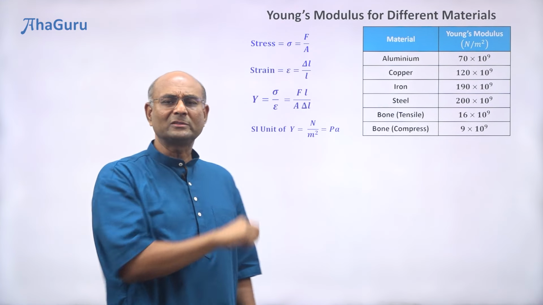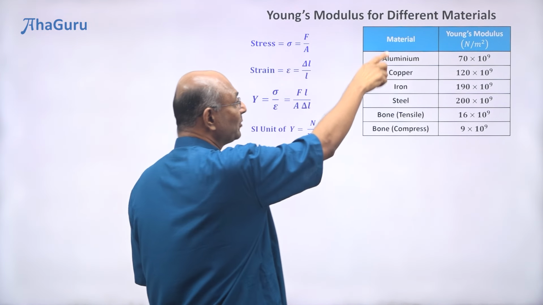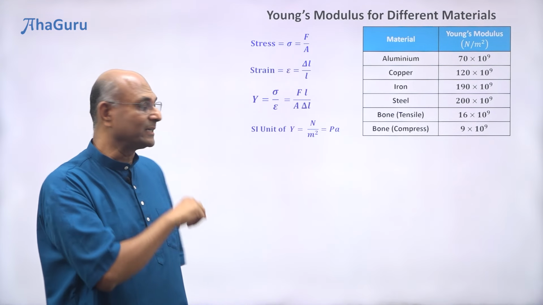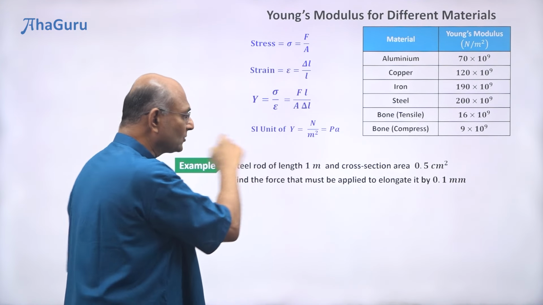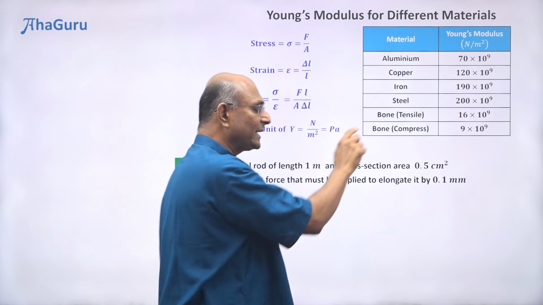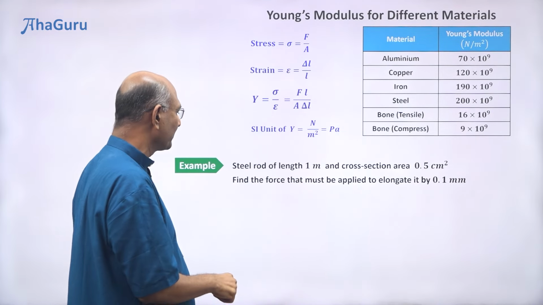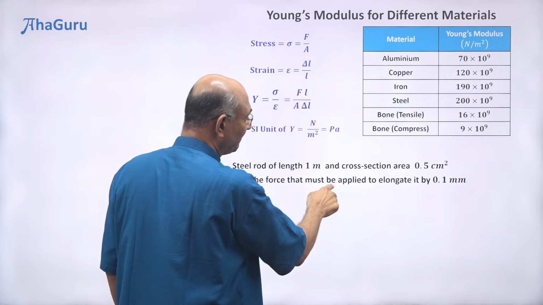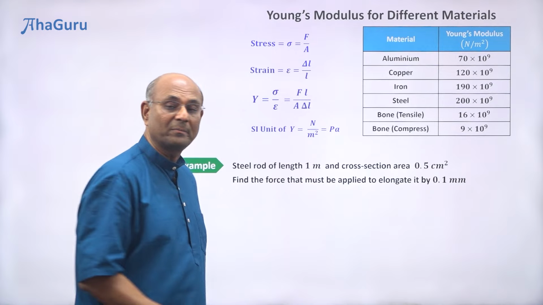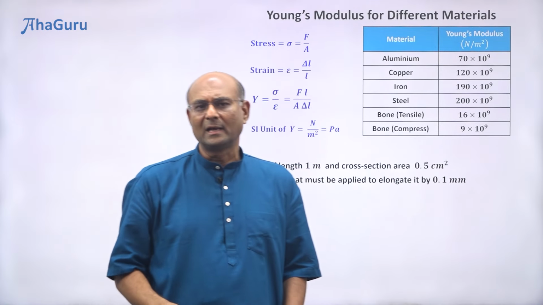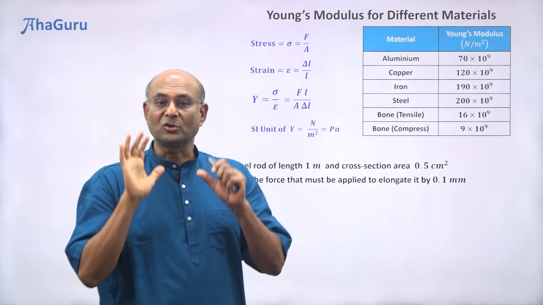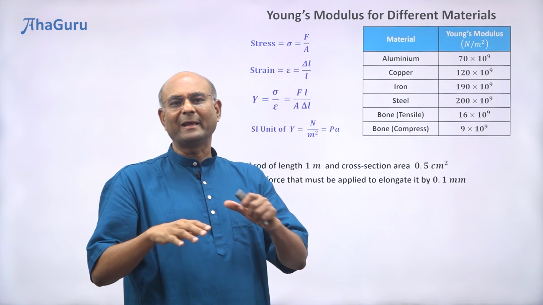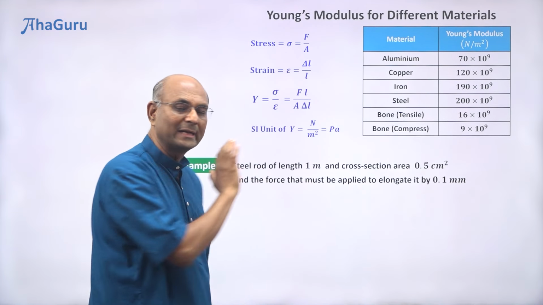Okay? Let us now see how to use these Young's modulus values in a question. By looking at this example, I have a steel rod of length 1 meter and cross-section area 0.5 centimeter square. Find the force that must be applied to elongate this rod by 0.1 millimeters. I'm going to make an assumption that we can ignore the weight of this rod. Okay, that's an assumption that we'll be making in most of the questions. So I'm going to make that assumption here.